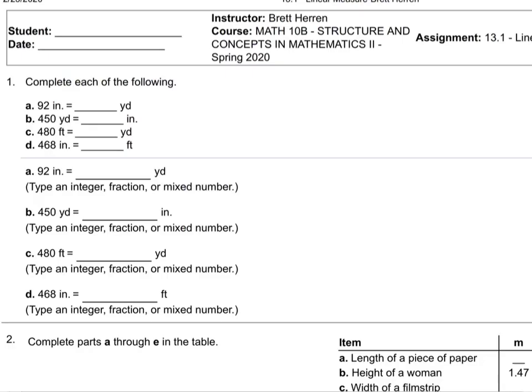All right, let's dive into the homework, that brief introduction. So we're starting with English. So 92 inches is how many yards? 92 inches. So let's start with that. 92 inches is how many yards?